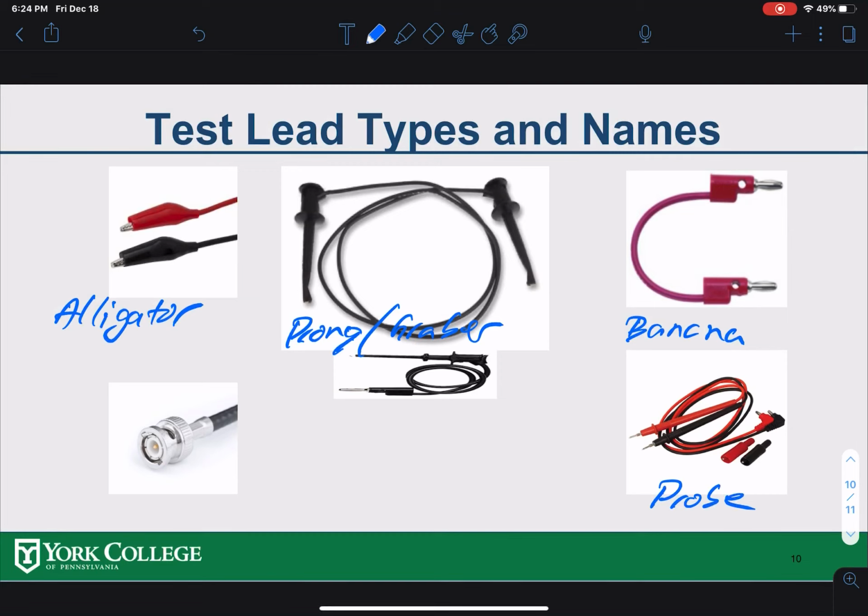So these all have different meanings, different uses in the lab. And this one is called BNC. The full name is Bayonet Neill-Concelman. That's the full name for BNC, Bayonet Neill-Concelman. So these have different uses for different purposes.